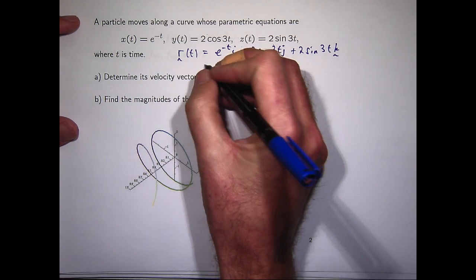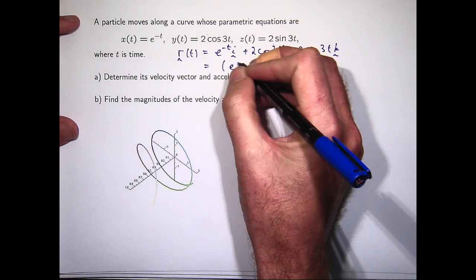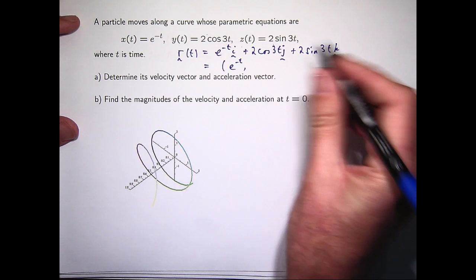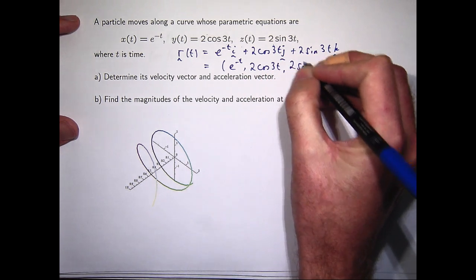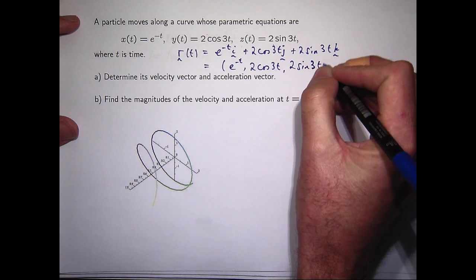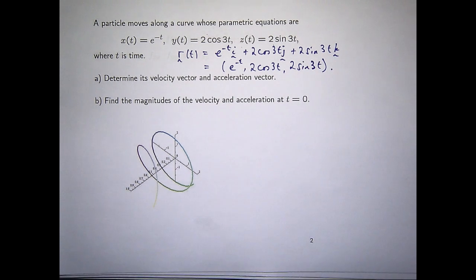Or if you wanted to write it as an ordered triple, which is sometimes the notation I use, just without i's, j's and k's, you could write it like this, okay? Now, before we even look at the questions, let's actually try to determine the curve that this parameterization represents.